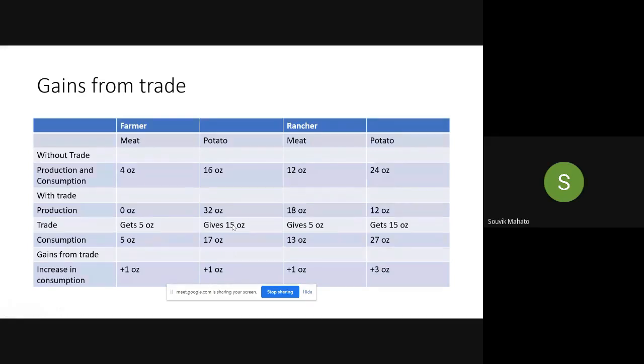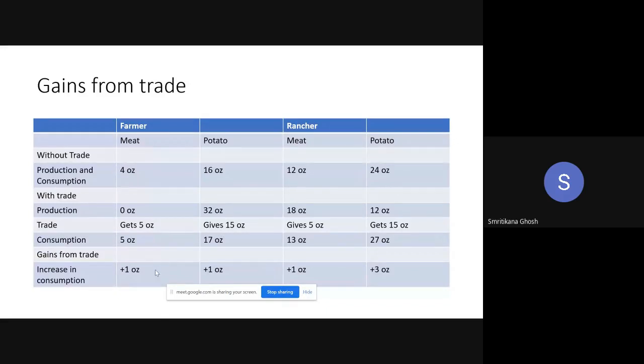So for 1 unit of meat, it is 15 by 5, so it becomes 3. So it is actually the barter system. There is no price in that way. So through the barter system, you are looking that if I give 15, I will get 5.